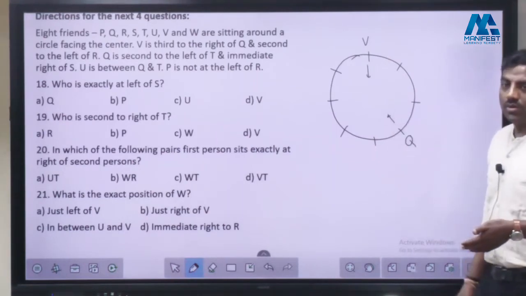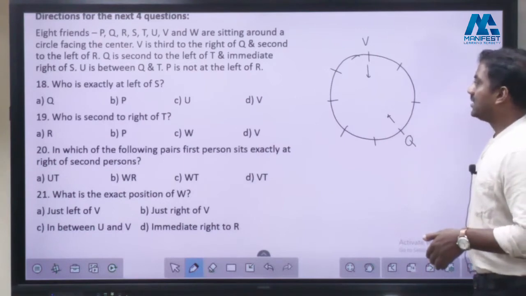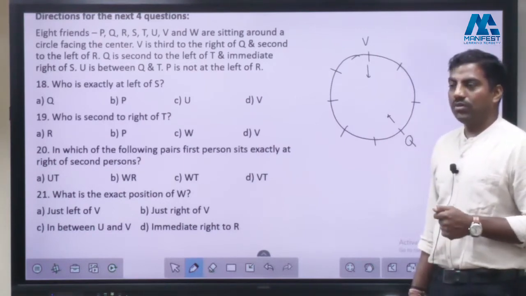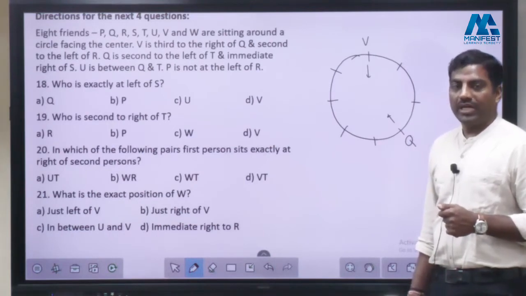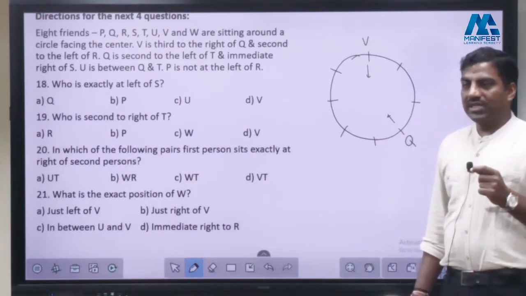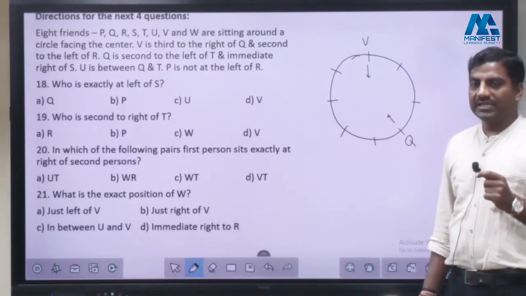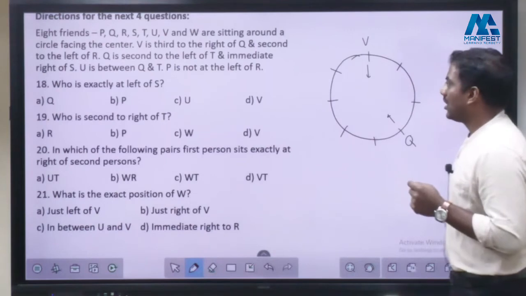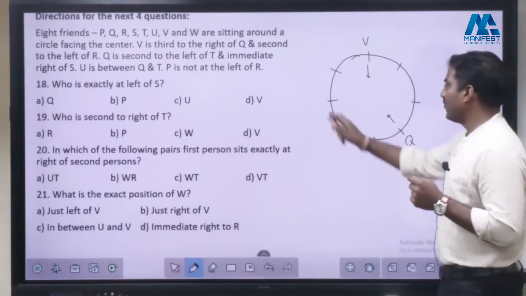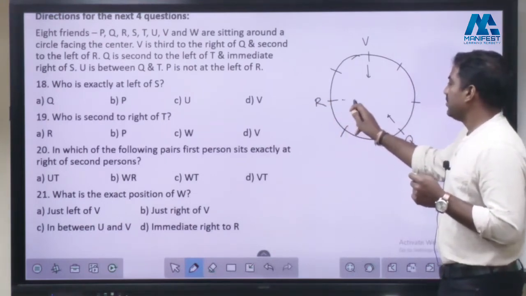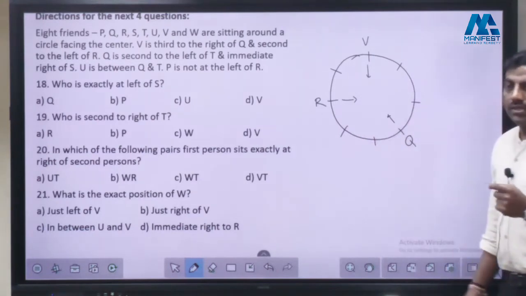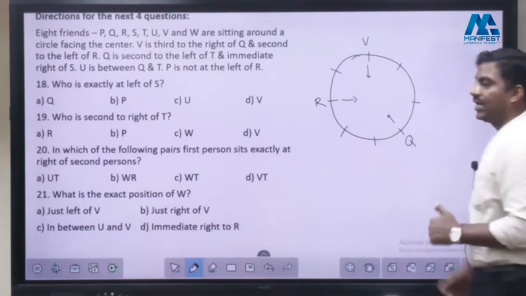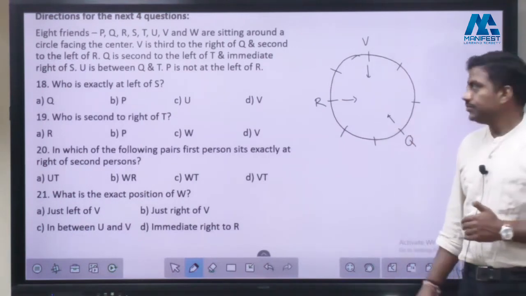Correct? No. And second to the left of R. Who is second to the left of R? V or Q? V only. The first person here. First noun of the sentence is V only. So we have to refer it to the V only. V is third to the right of Q and second to the left of R. Does it make sense? Yes. V is second to the left of R but third to the right of Q.